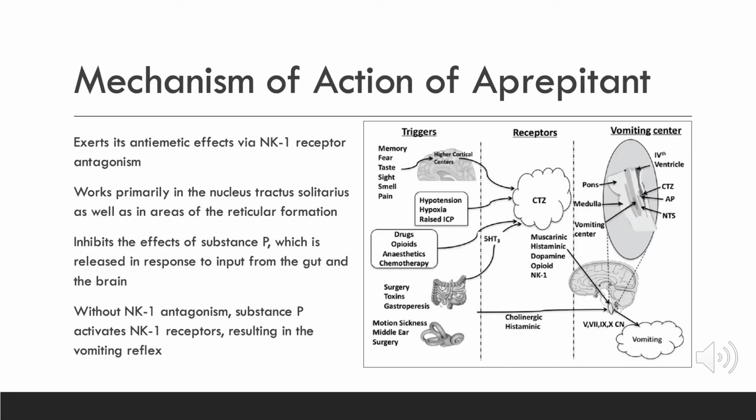Aprepitant exerts its antiemetic effects via NK1 receptor antagonism. It works primarily in the nucleus tractus solitarius as well as in areas of the reticular formation. It inhibits the effects of substance P, which is normally released in response to input from the gut and the brain. Without NK1 receptor antagonism, substance P activates NK1 receptors, resulting in the vomiting reflex.